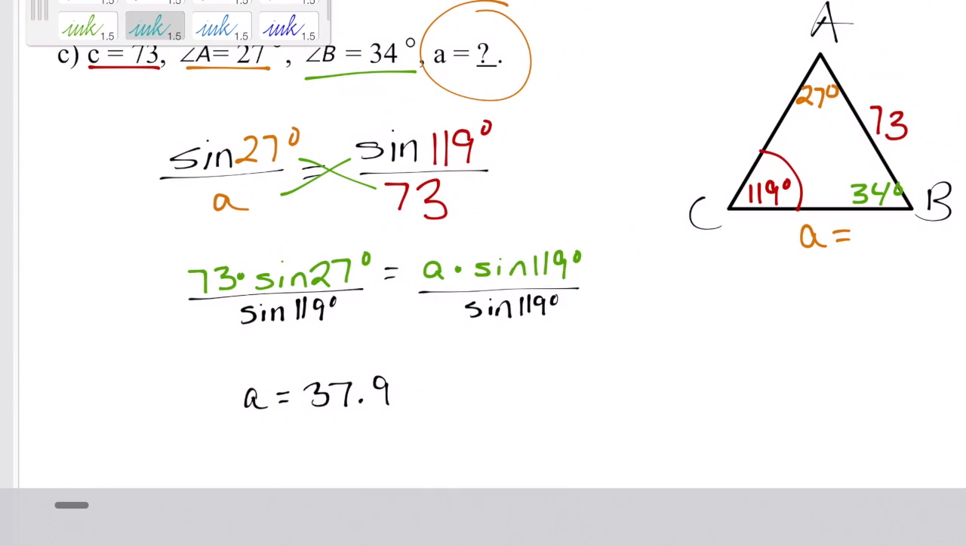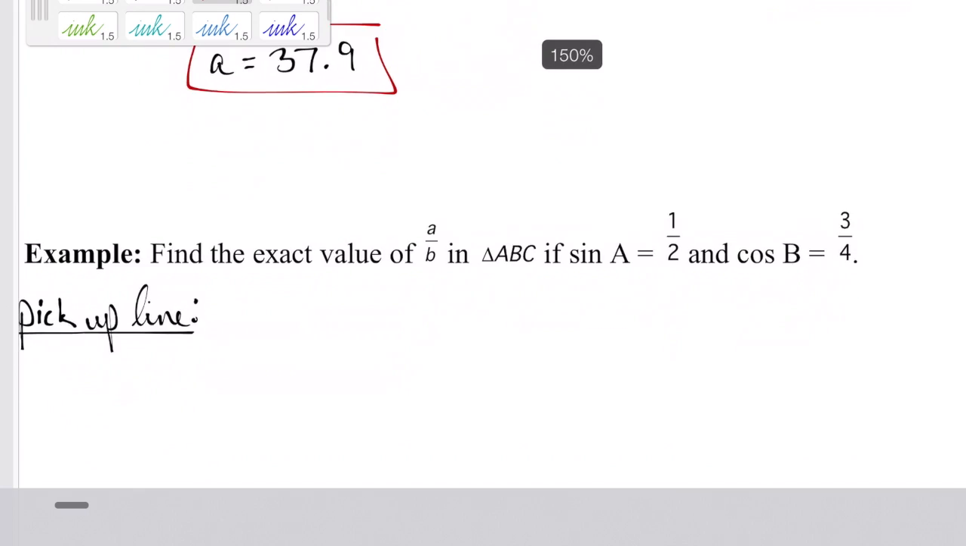All right, and so whenever I plug in all this stuff here on the left into my calculator, using parentheses if you need to, I end up with my side A being 37.9. And again, it did say that I need to give 3 significant digits, so this explains my rounding process.